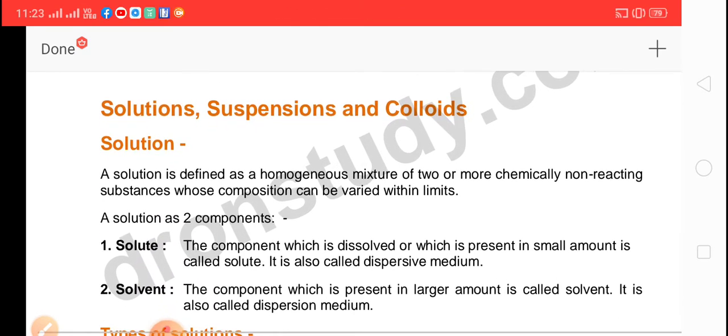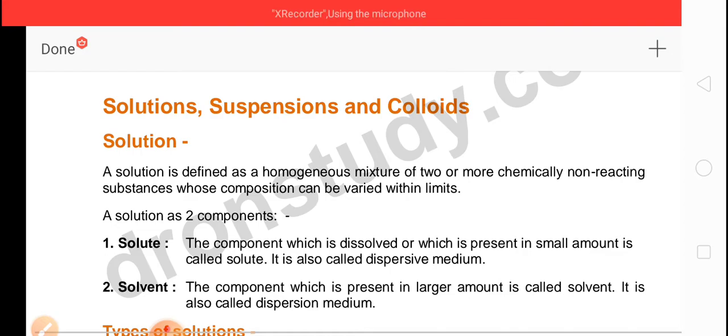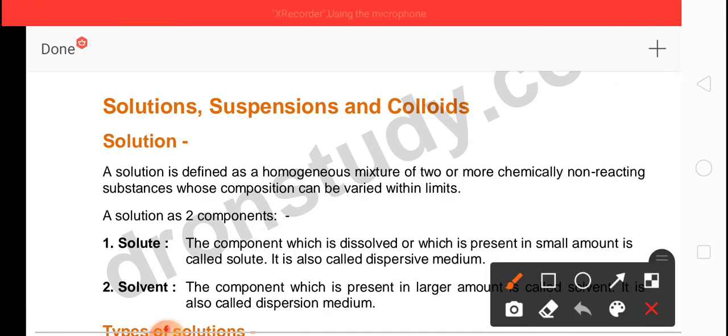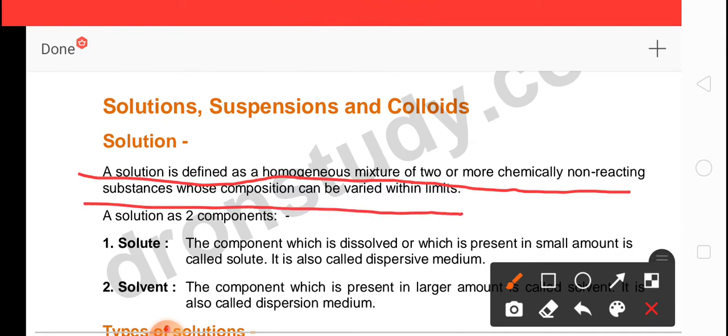And now we are going to discuss solutions. What is a solution? A solution is defined as a homogeneous mixture of two or more chemically non-reacting substances whose composition can be varied within limits. I have already told you about mixtures. There are two types of mixture: heterogeneous mixture and homogeneous mixture.